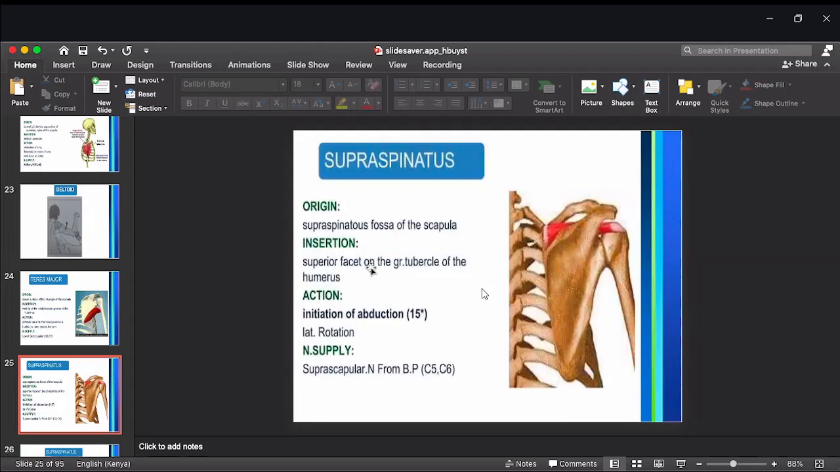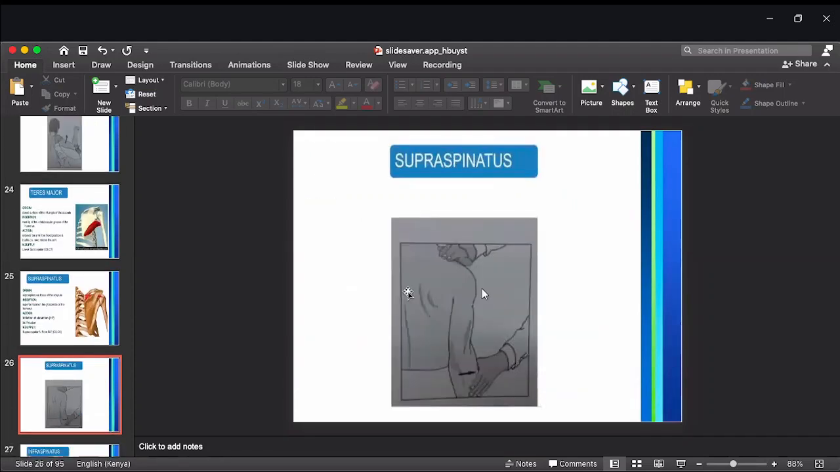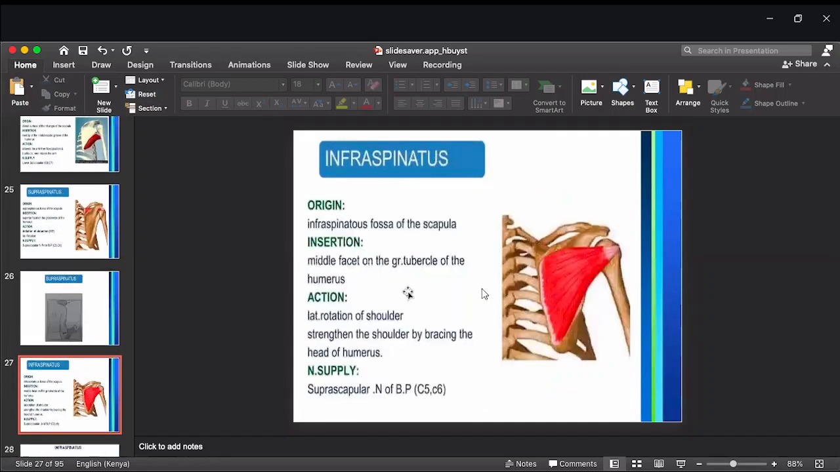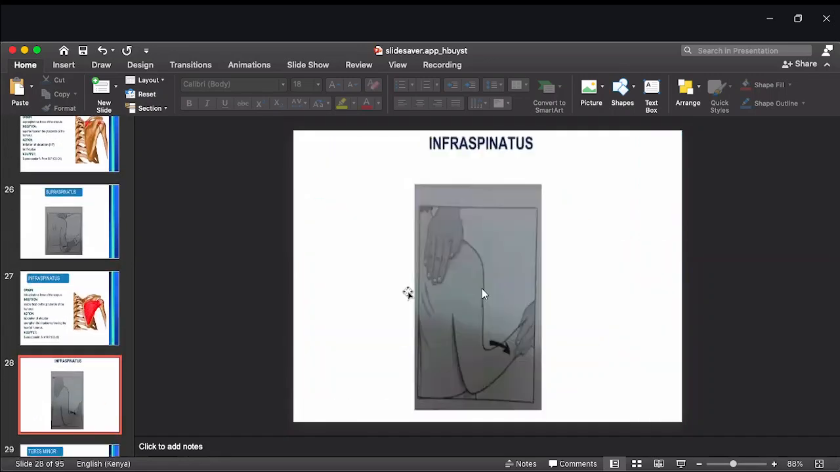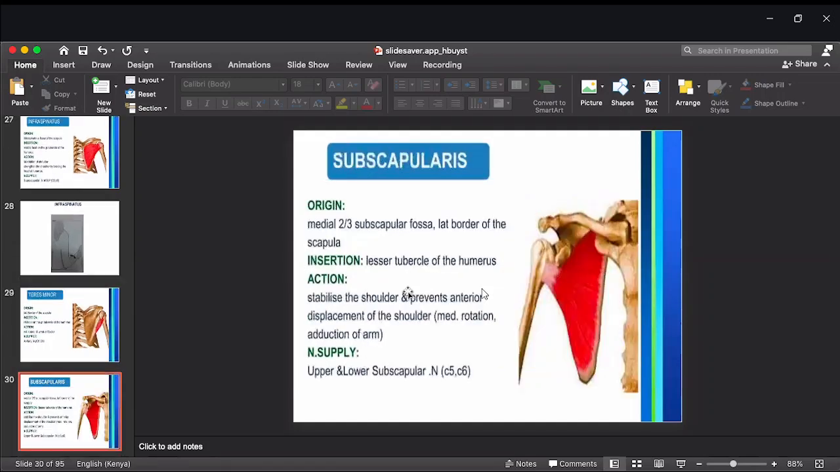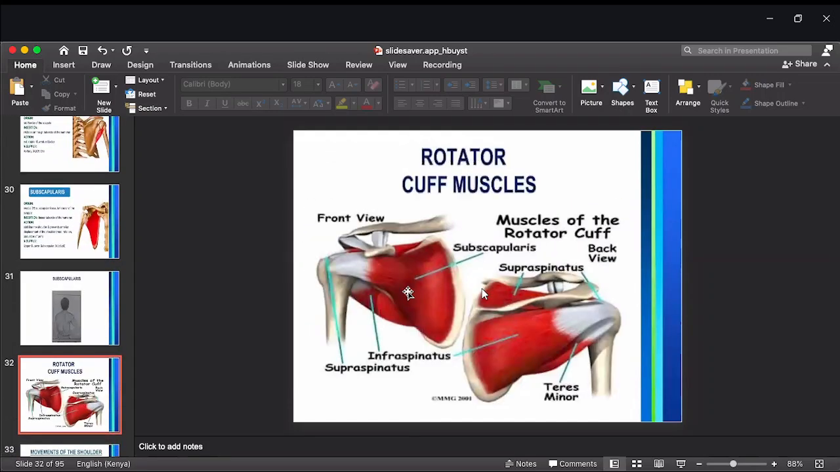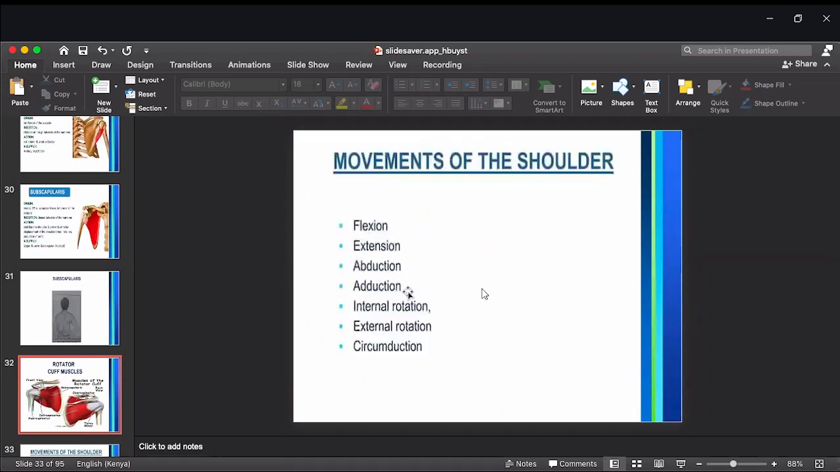Supraspinatus, as you can see, originates from the supraspinous fossa of the scapula and inserts into the superior facet of the greater tubercle of the humerus. The humerus, we said, has the greater tubercle, lesser tubercle, and medial and lateral lips of the intertubercular sulcus. You must know what muscles attach there. Infraspinatus, you can appreciate it. There are teres minor and subscapularis. You should go through them; we cannot go through them one by one right now. They're well indicated, and you can go through them at your own free time.